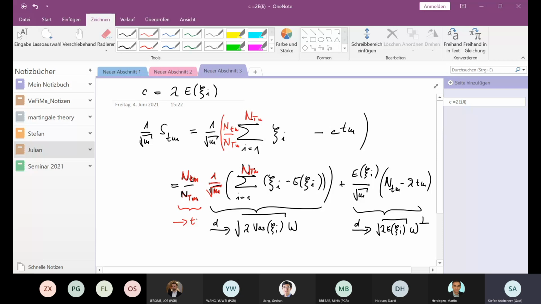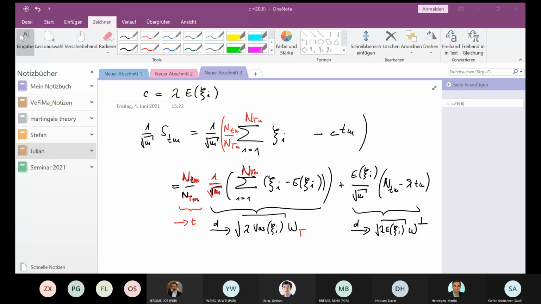Now this here converges to T, and this here converges to some Brownian motion at time capital T. And from that one can then obtain, or explicitly describe, the limiting diffusion dynamics. Okay, so now we'll jump back to the PDF.